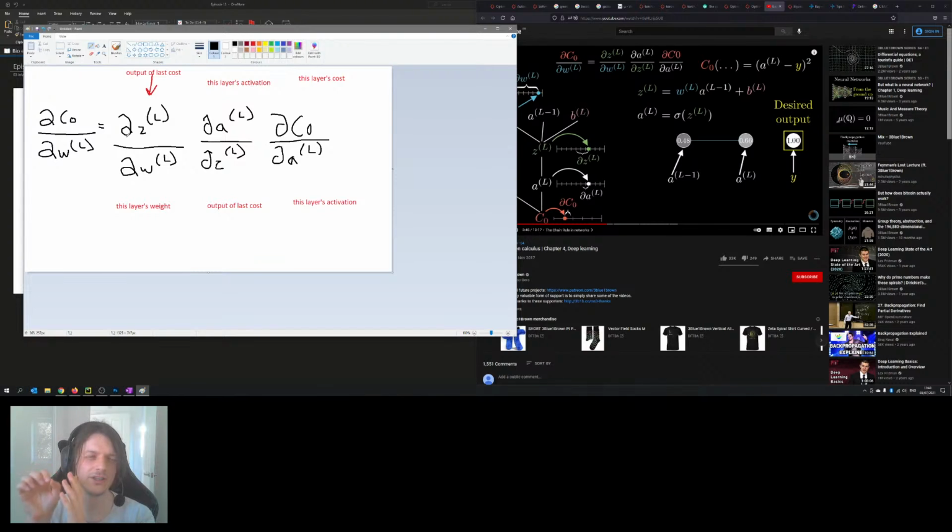By the activation layer, the change in the activation layer, divided by the change in the last cost of the last layer. So you're multiplying that together, and then you've got the change in the current cost divided by the change in this activation layer.